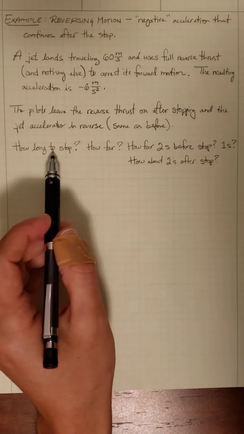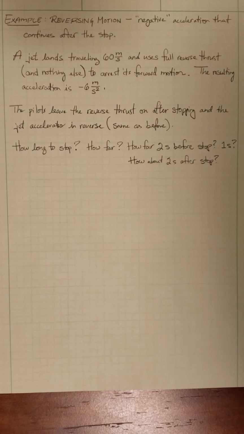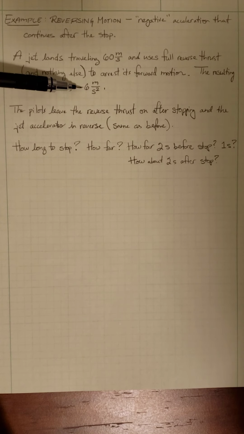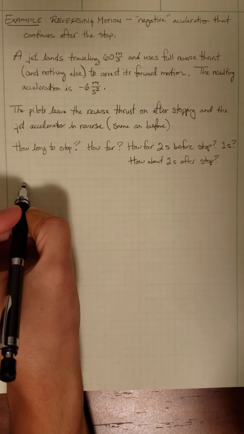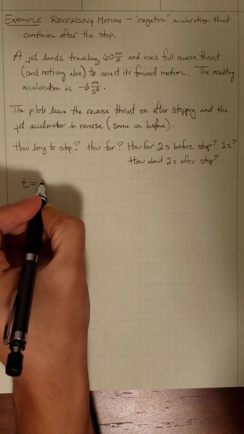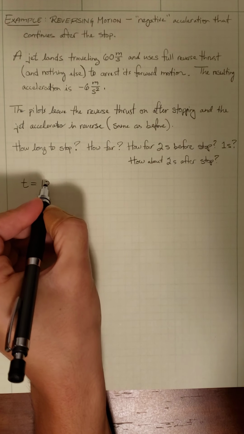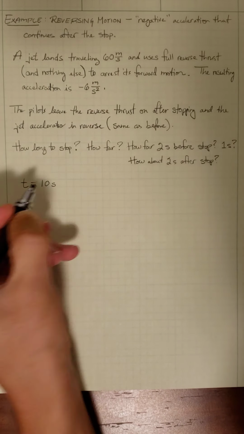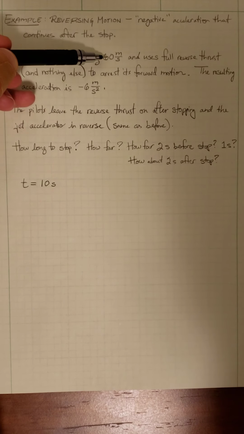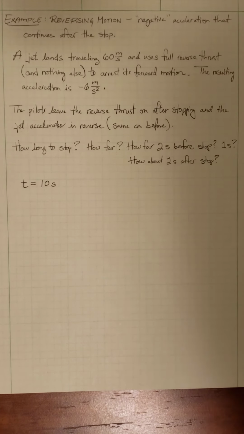Let's begin with the easier questions that we've looked at before. How long to stop, meaning how much time? Well, we have to shed 60 meters per second, and we're losing 6 meters per second each second. So I will skip working this out and say that the time is 10 seconds, and you should be able to convince yourself that that is correct. It's 60 divided by 6.